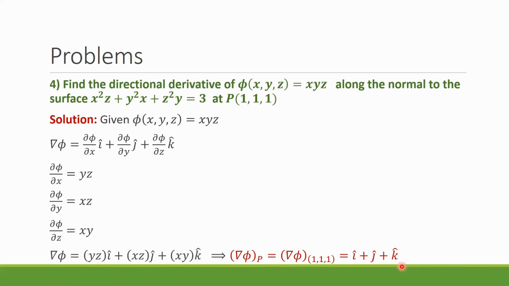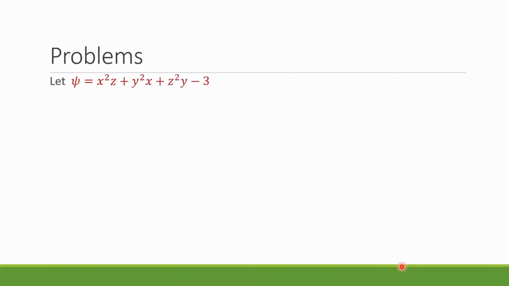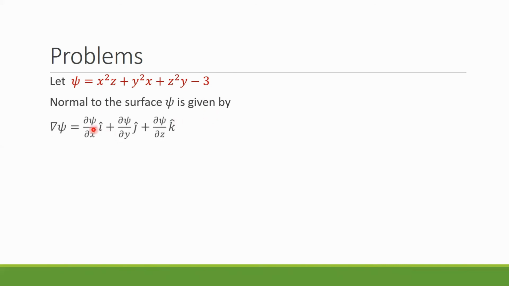Now we need to find the unit vector. So for that, it is given to be along the normal to the surface. Let us name the surface as psi. Psi is equal to x square z plus y square x plus z square y. Bring that 3 to the left hand side, so it becomes minus 3. So normal to the surface psi is given by del psi, that is dou psi by dou x into i plus dou psi by dou y into j plus dou psi by dou z into k.